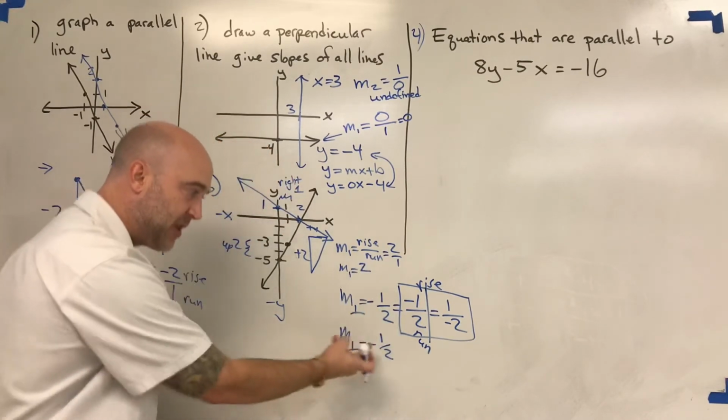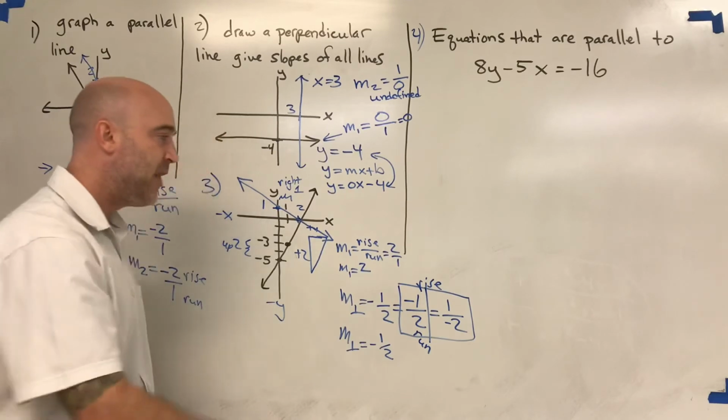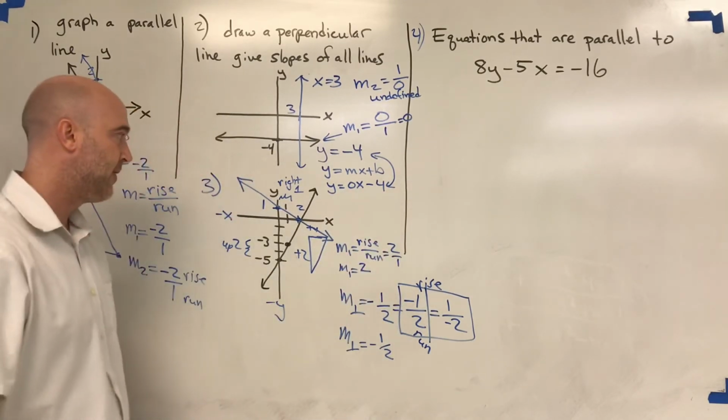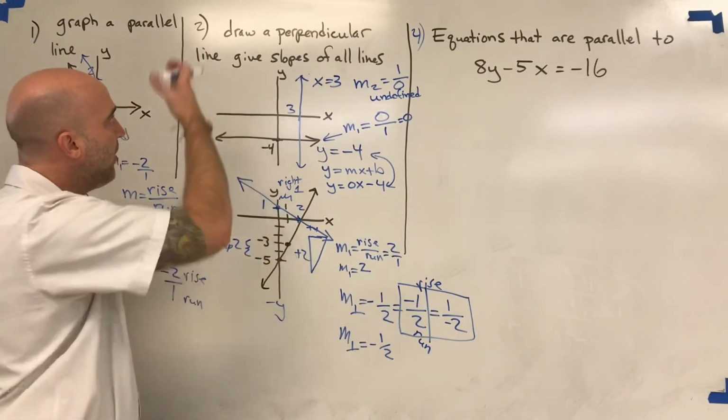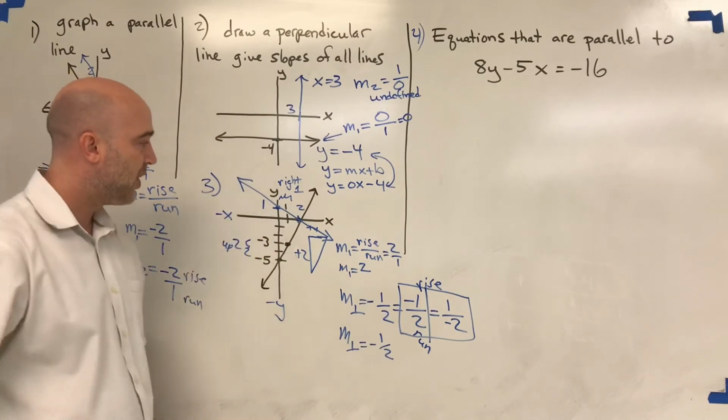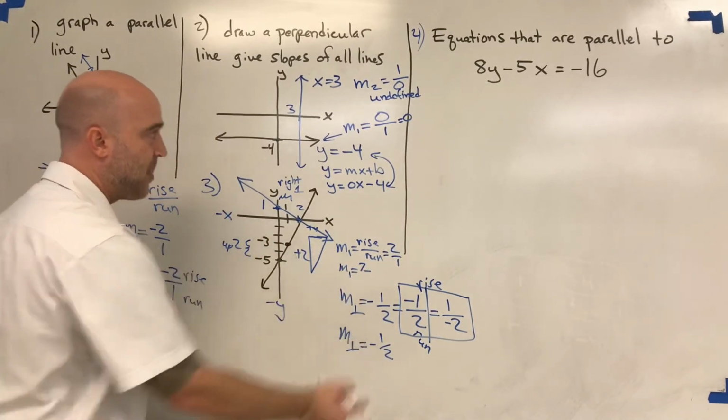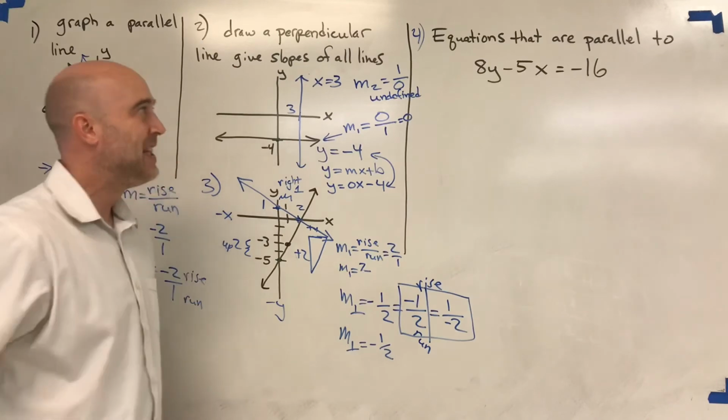I'm using that one because I'm not actually rising and running. If I'm applying it, then I have to have that negative. And there's the drawing too. Draw a perpendicular, give slopes of all the lines. So there's the slope of the first one and the bottom one. All right. Last problem.